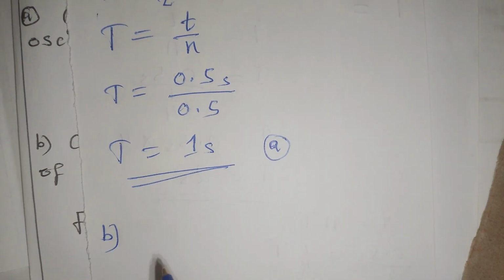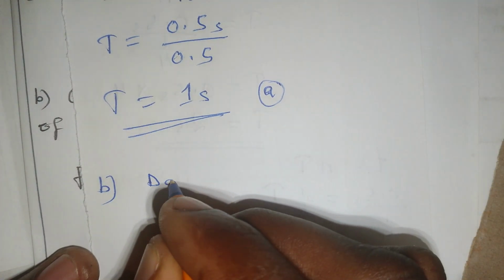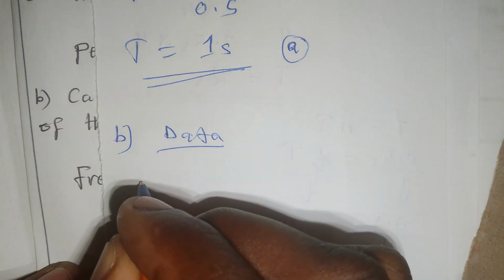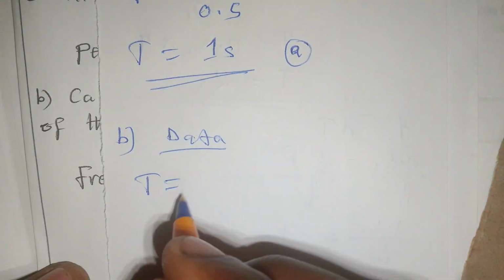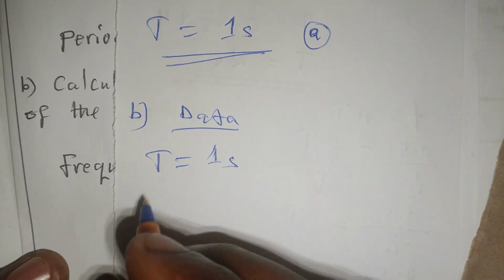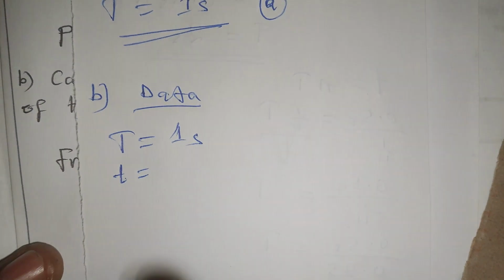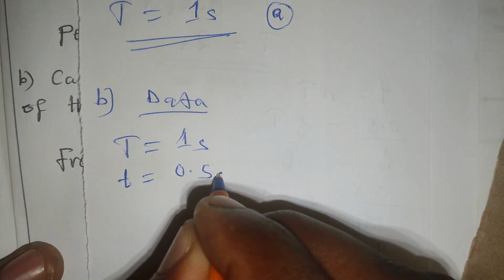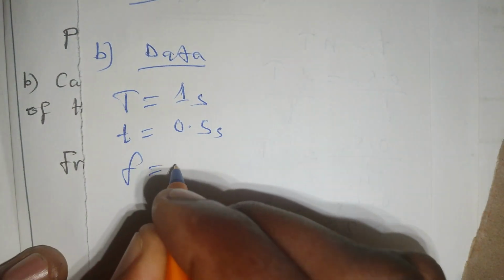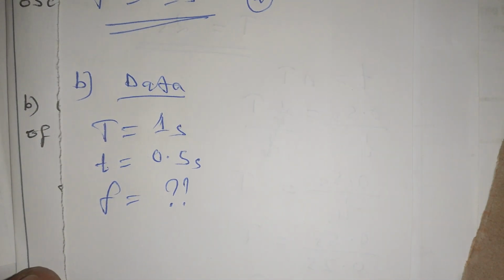So you know that frequency, we can also collect data. You have been given period, which is 1 second. Then time is 0.5 seconds. You also have the frequency, which is equal to what? You don't know, so you put a question mark because they want you to calculate the frequency.